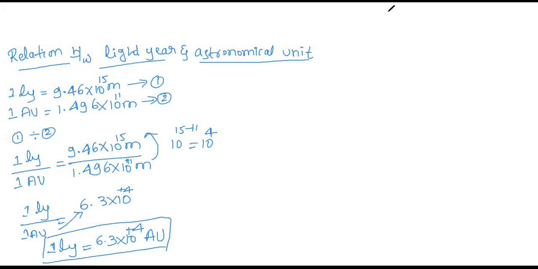Next one is the relation between parsec and astronomical unit. We know that 1 parsec, forget about the definition. The definition is not important. Just think about what is the value of parsec. The definition is not that important, they won't ask it. Just 1 parsec means 3.08 into 10 to the power of 16 meter.